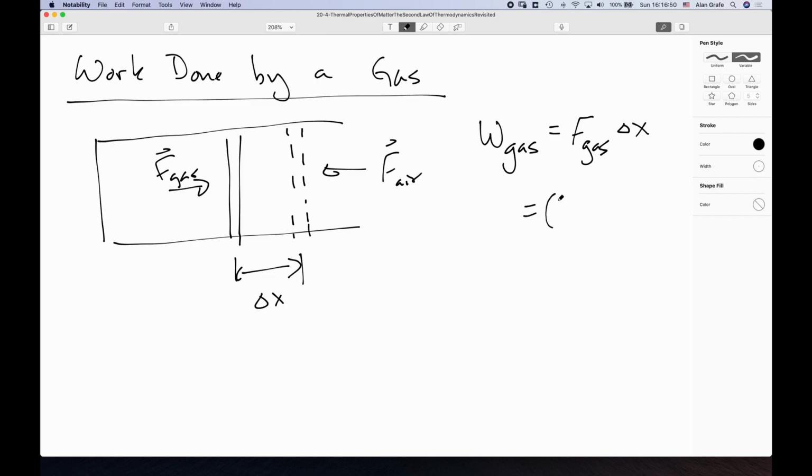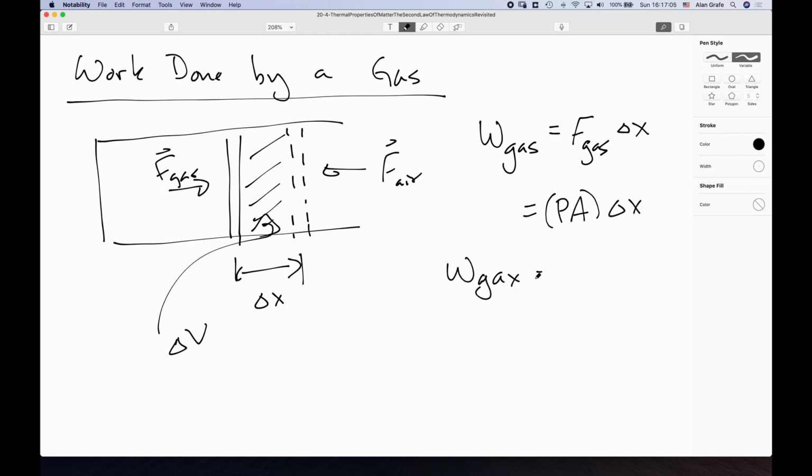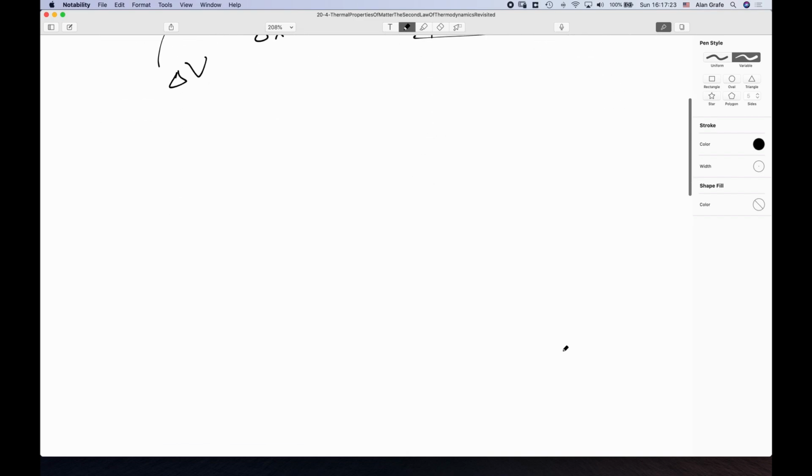But this force will be equal to the pressure times the area. And the area times this displacement corresponds to this volume right here, delta V. So we can write that the work done by a gas is P delta V. And so here I created an isobaric process, and we can look at a PV diagram for an isobaric process.